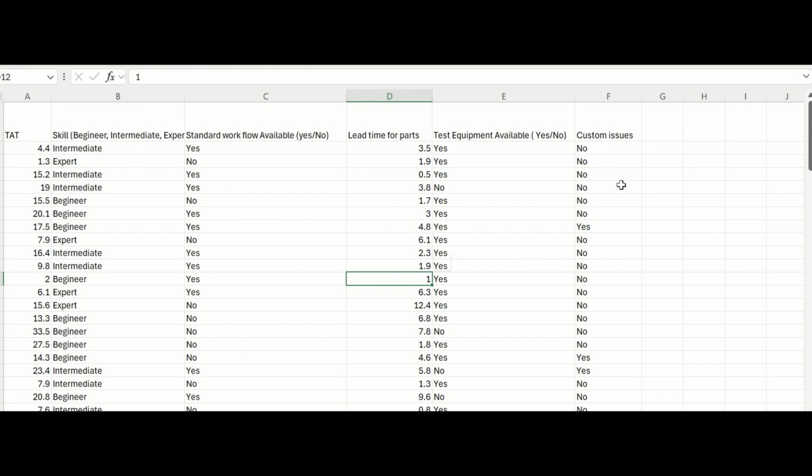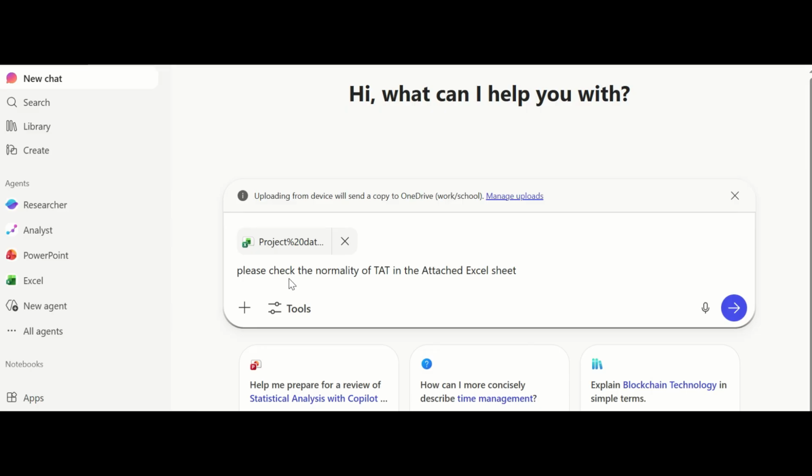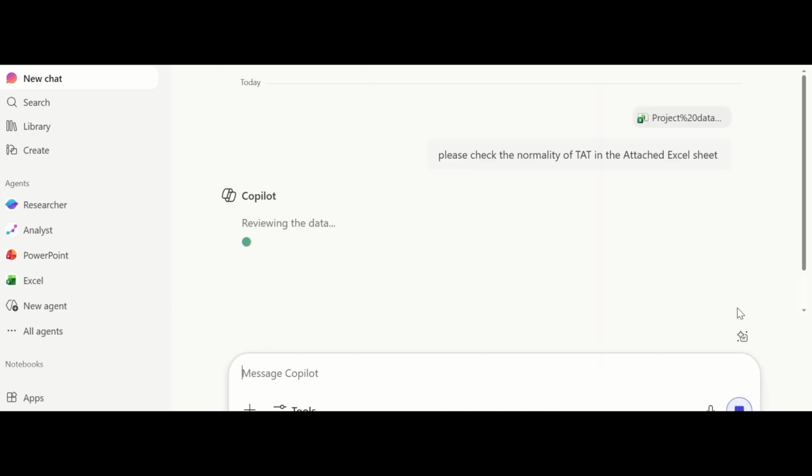So let's see what result Copilot generates for us. I will first test whether my Y, which is turnaround time, is normally distributed or non-normally distributed, and then I am going to test all of these X's on Y and see whether they are significantly contributing or not. The question that I have written is, please check the normality of TAT in the attached Excel sheet, and I have attached the Excel sheet here. And now I am going to see what result the system generates.